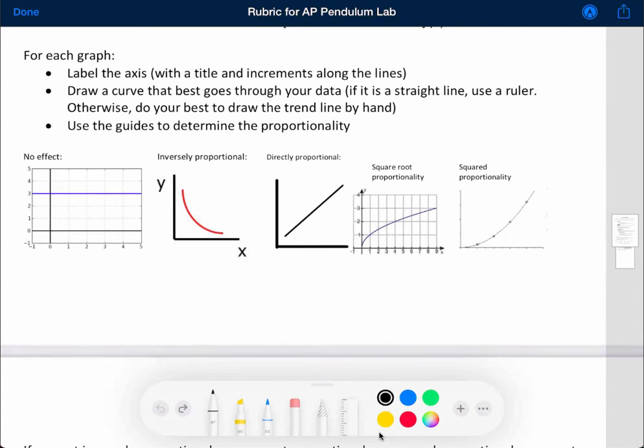The first one is no effect. Let's use that same example I was discussing before. These are all different graphs of period as a result of color. Color was my independent variable and the period of the pendulum was the resulting dependent variable. In the first one, we get no effect, and that's if you get a completely straight line across. That means if you look at the equation for the period of a pendulum, color should not appear in it. Or rather, period is not proportional to color.